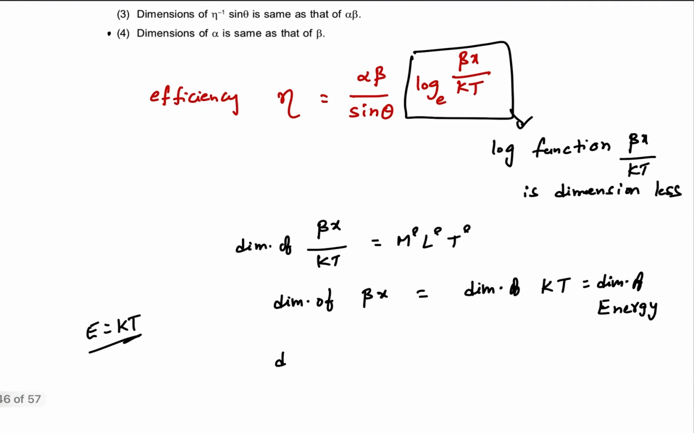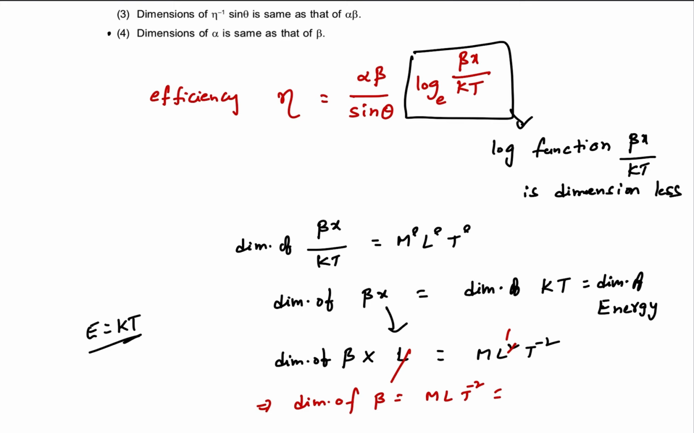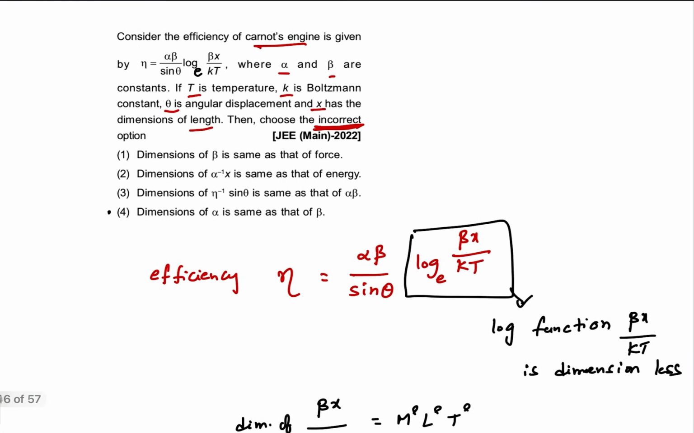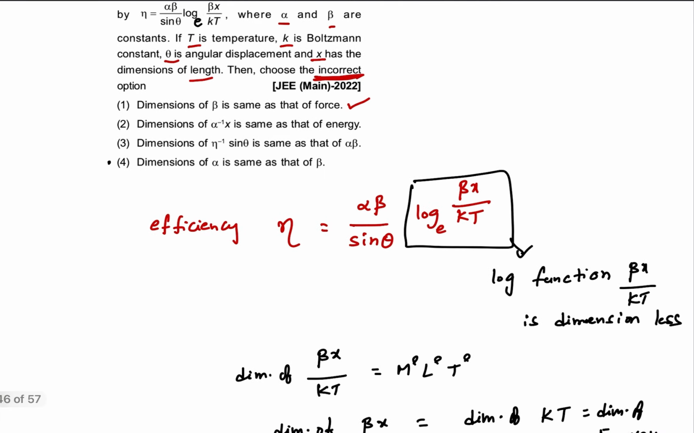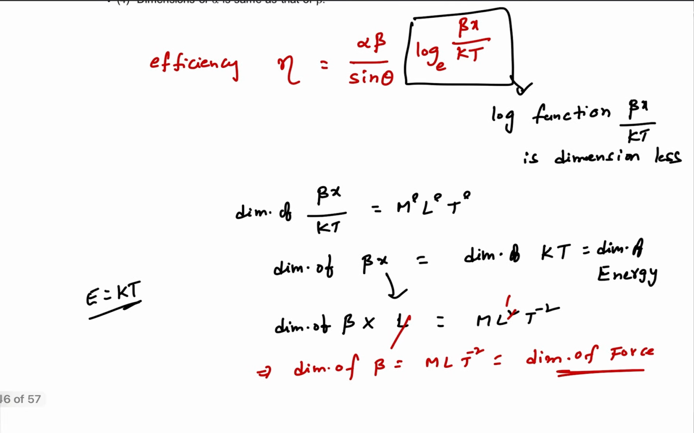Now the options: the dimension of beta is the same as that of force. You check whether it is correct or wrong. Dimension of beta into dimension of x, where x is L. The dimension of kT is energy, that is M L^2 T^-2. So one L gets cancelled, and the dimension of beta is M L T^-2, that is the dimension of force. So the first option, dimension of beta is the same as force, is correct, but they are asking for the incorrect option.